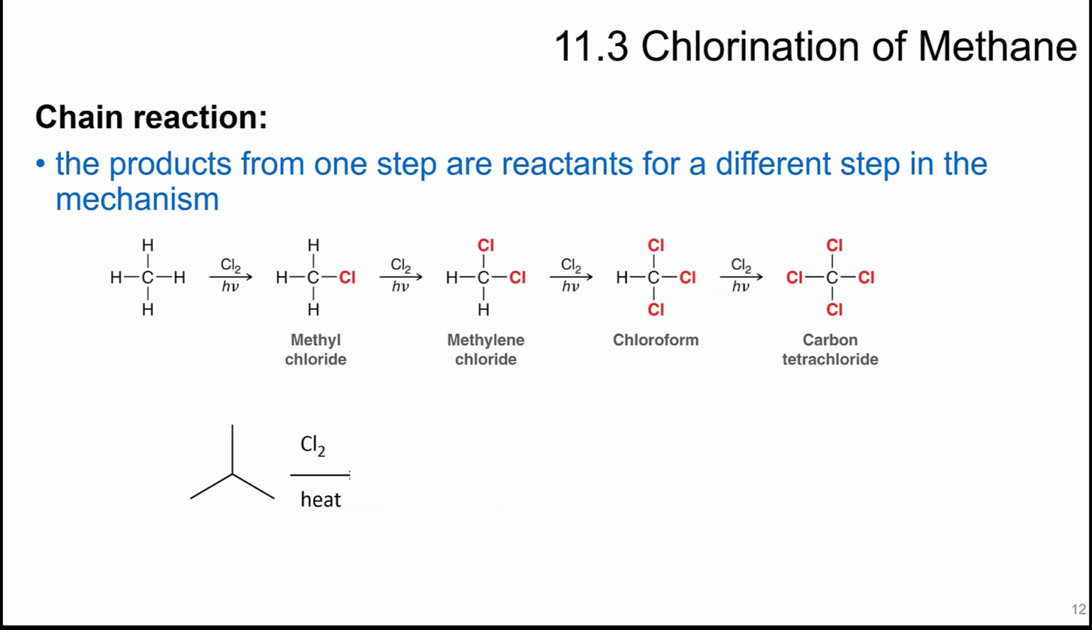In a chain reaction, the products from one step or the reactants are used for another step in a different mechanism. So in this process of methane plus chlorine radical, we can form methyl chloride or methylene chloride, where another hydrogen can be extracted and swapped with a chlorine. We can get chloroform, which has 3 chlorines, and then carbon tetrachloride, which has 4 chlorines. Another issue with this chlorination, when you have chlorine plus heat, is that we can get several products.